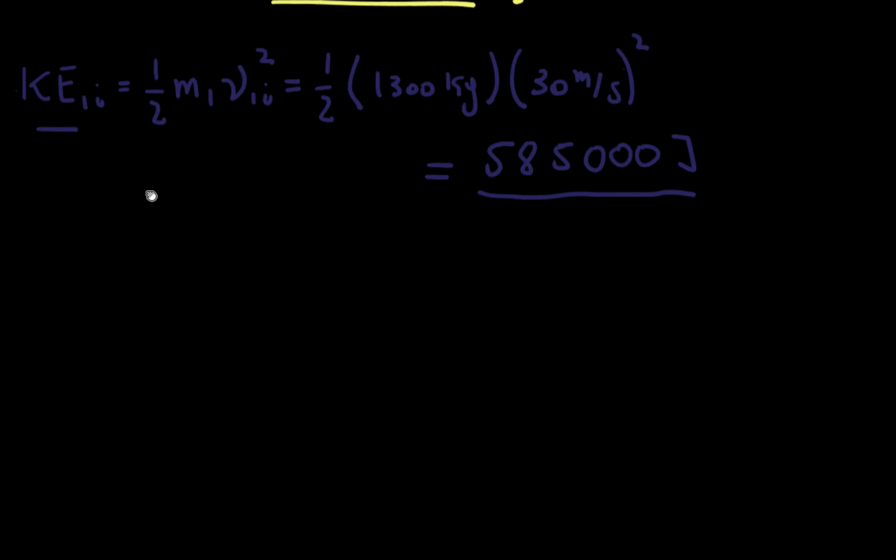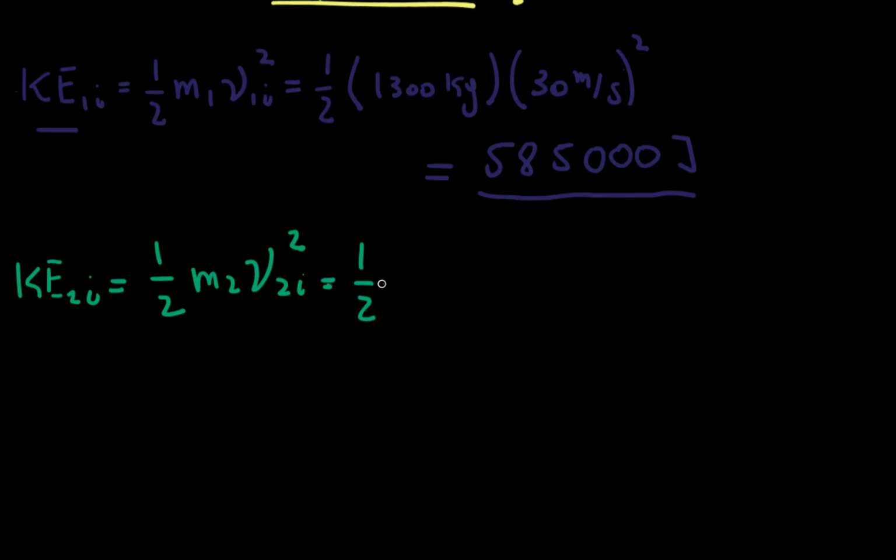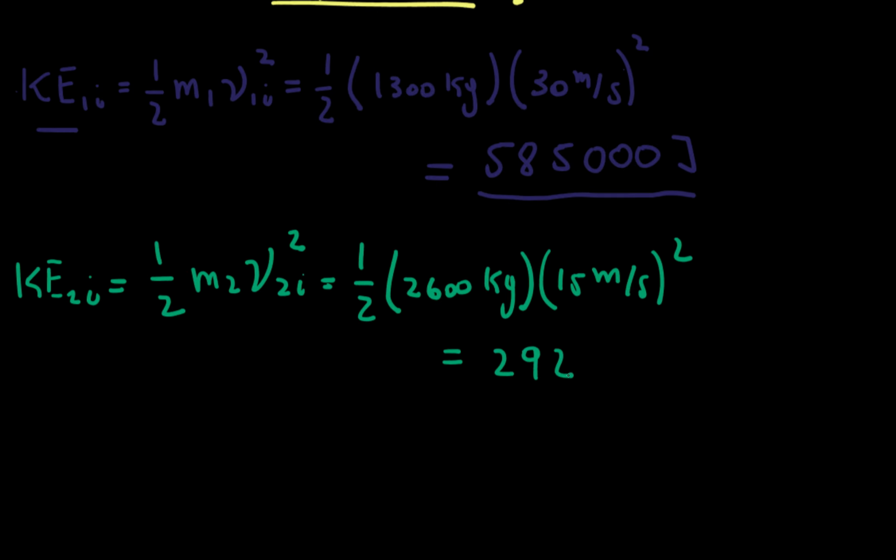So let's find out how much energy object 2 is carrying in this. So the kinetic energy of object 2 initial is 1/2 mass 2 velocity 2 initial squared. And these numbers are 1/2 times 2,600 kilograms multiplied by 15 meters per second, squared. And if you carry out this number, you will find that it comes out to 292,500 joules.